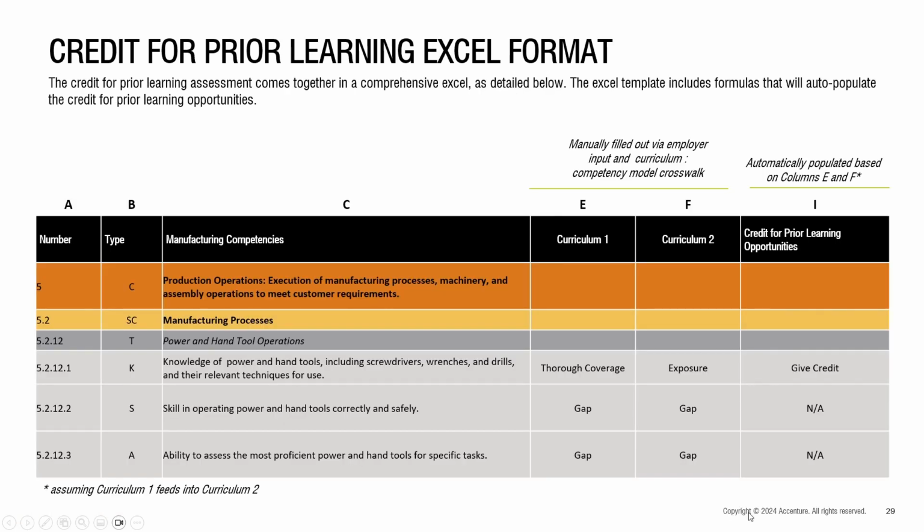All right, and just at a high level, going to go through what our credit for prior learning Excel format looks like before I get directly into the template. So there's 2 columns, as I mentioned, that are curriculum 1 and curriculum 2. So this is where you'll put in your curriculum coverage, so thorough coverage, exposure, or gap. And then the column to the right, credit for prior learning opportunities. This is where all of those opportunities that we just went through will be auto-populated within the Excel. And these will populate at the KC level, and then a final summary opportunity will populate at the topic level.